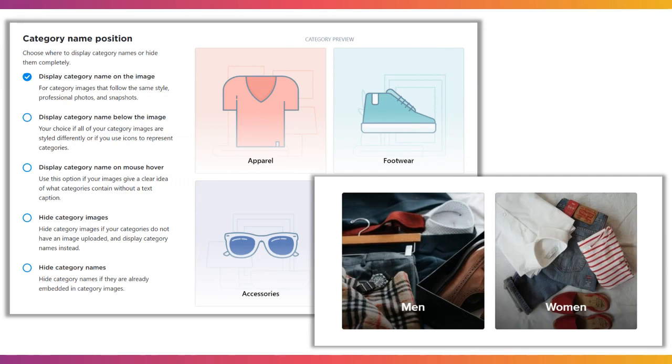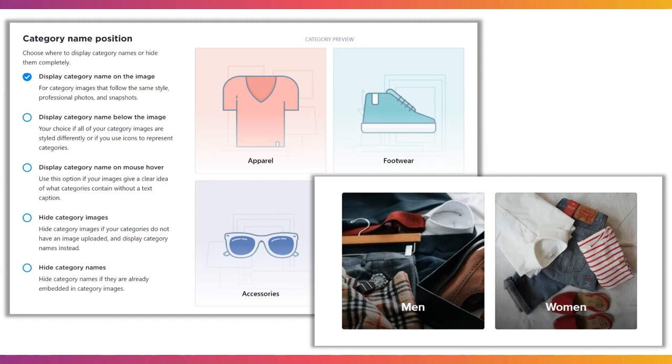When editing your category blocks, you can choose in the design menu. So within your Netcash Shop control panel, you would navigate to design and scroll down to category name position. On the right-hand side, you can see a category preview. And for my example, I've said display category name on the image. So on the right-hand side, you can see men and women are displaying on the image.